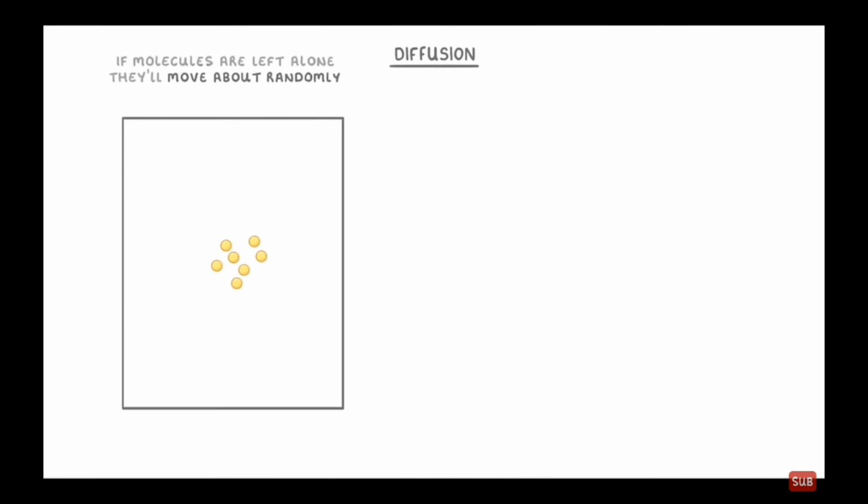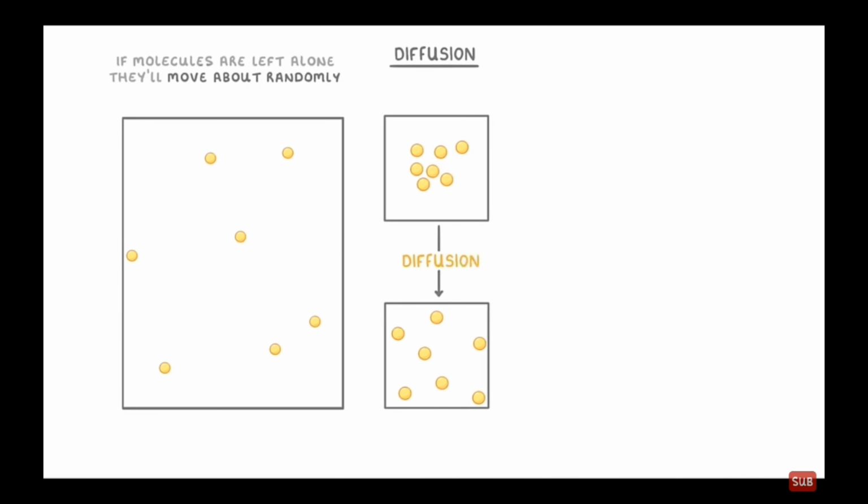Now, the key idea to this entire topic is that if molecules are left alone, they'll move about randomly. And this means that if we have a group of molecules all bunched up together in one place, like we do here, then over time they'll slowly spread out due to their random motion, until they're pretty evenly distributed among all of the space that they have. We call this process of spreading out diffusion.